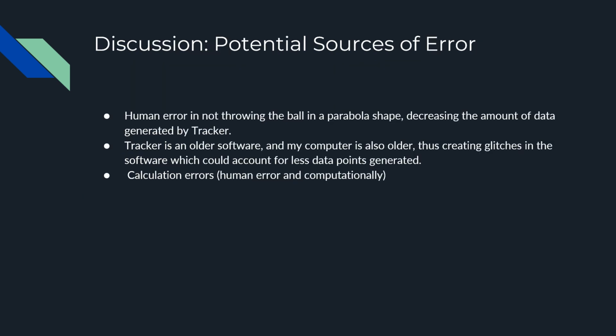Potential sources of error to note: the ball was not thrown in a parabola shape, but more of a throw and watch it fall down to the table, like the second half of a parabola, which decreased the amount of data that we were able to generate from Tracker. Tracker is also an older software, and my computer is on the older end, so that can create glitches, which could also account for fewer data points generated. There could also always be calculation errors, whether human error or computational.